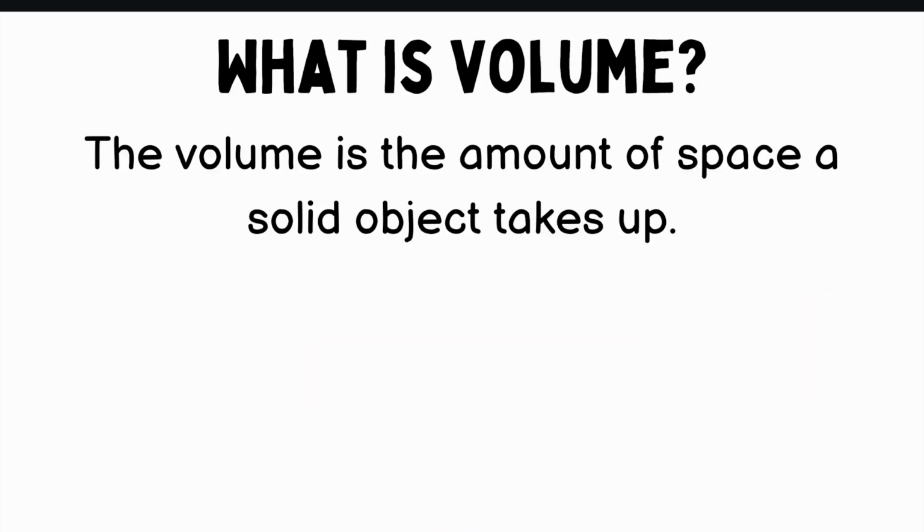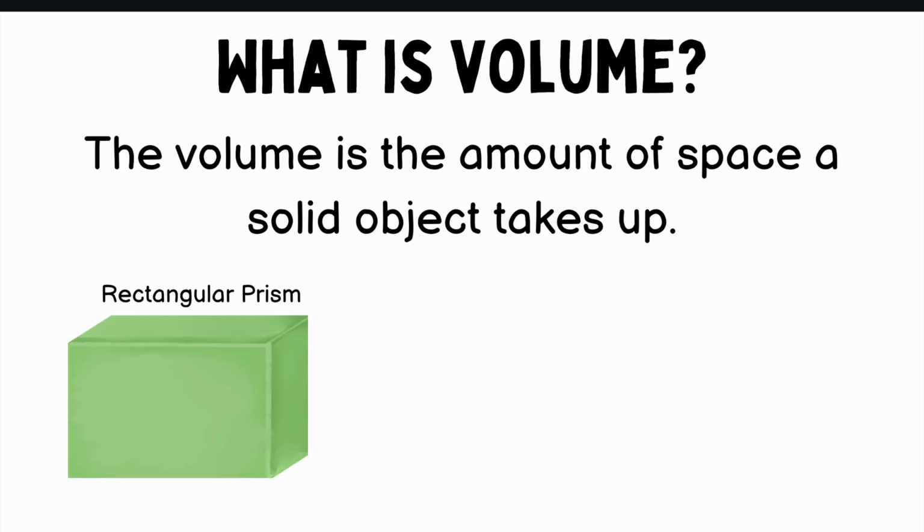What is volume? The volume is the amount of space a solid object takes up. Here we have a rectangular prism. We need to figure out the amount of space that this object takes up. We need the length, the width, and the height.